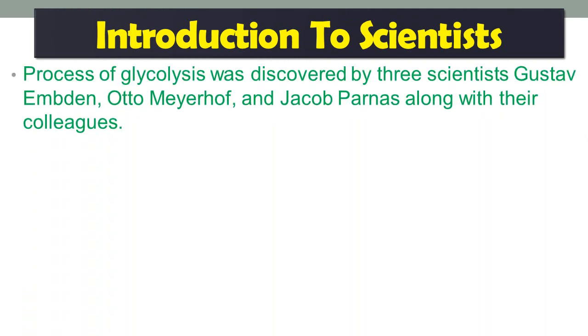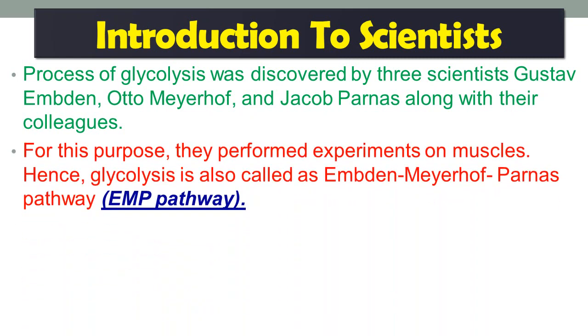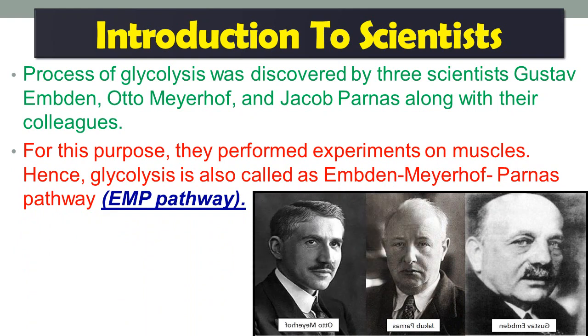Alright, now an introduction to the scientists. We have the process of glycolysis, which happens in the cytoplasm of the cell. This process was discovered by three scientists, Gustav Embden, Otto Meyerhof, and Jacob Parnas, along with their colleagues. For this purpose, they performed experiments on muscles, and hence glycolysis is also called the Embden-Meyerhof-Parnas pathway, that is the EMP pathway. So students, in short, we can say glycolysis is the EMP pathway because it is a contribution of the three scientists along with their colleagues.